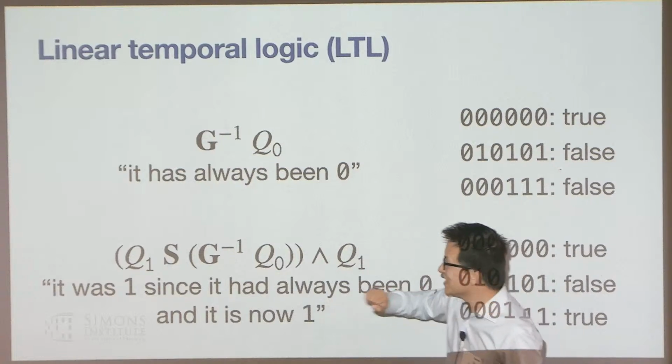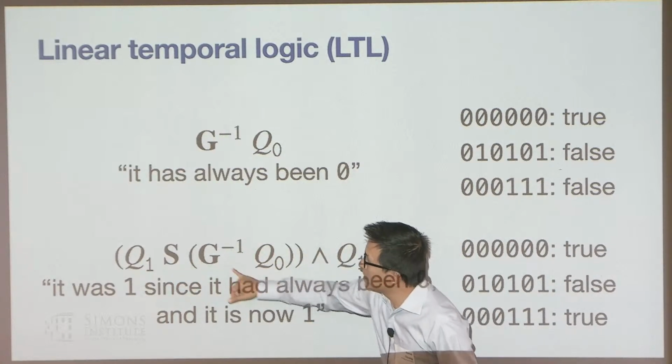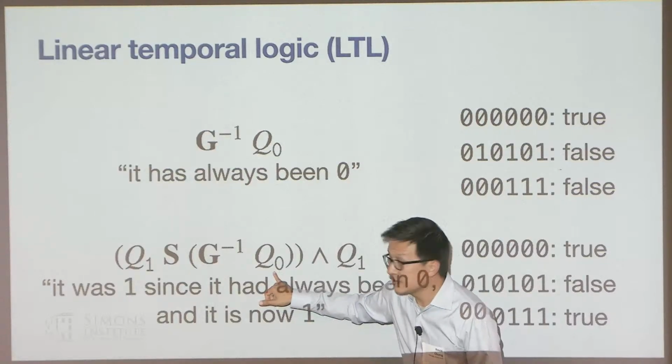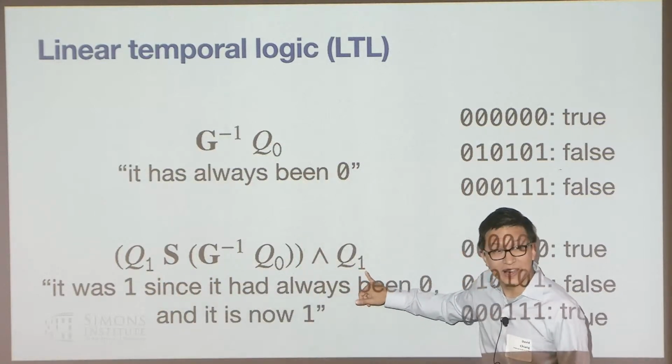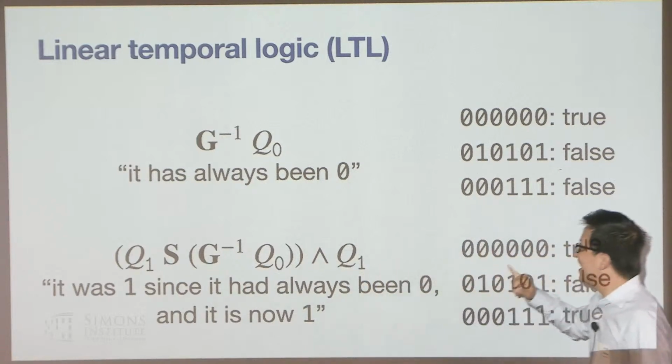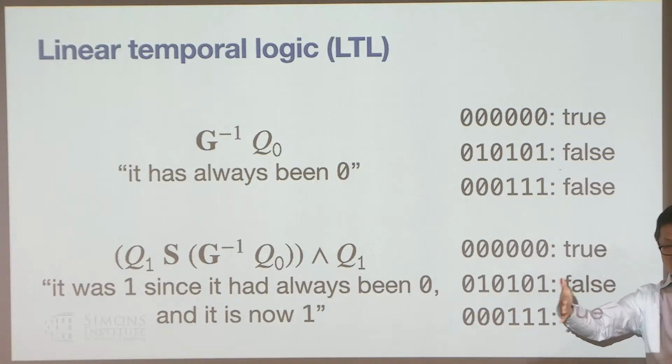Okay, so if we want to do 0 star, 1 star, then this is a little more complicated. S stands for since. So that means ever since some time when it was all zeros up until then, ever since then, it's been all ones. Okay, and it's 1 right now. If you evaluate that formula at the end of the string, you could think of it as it was 1 since it had always been 0, and it is now 1. So there was some time when it was all zeros, and then there was some time after that when it was all ones.